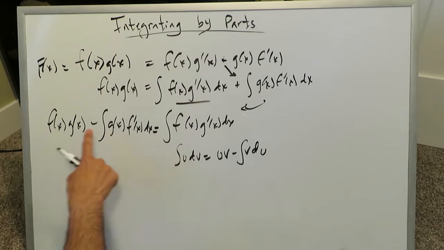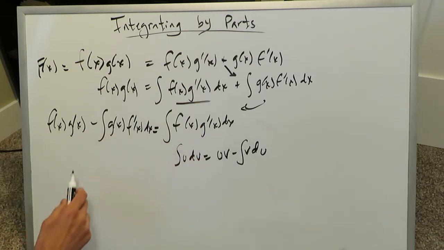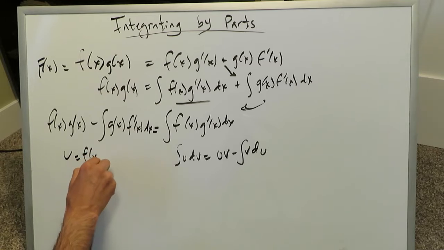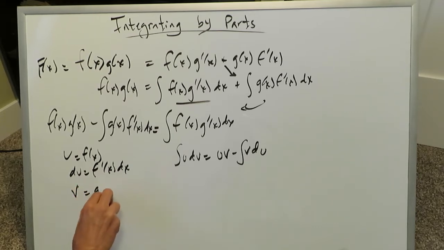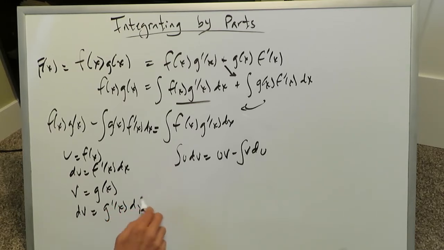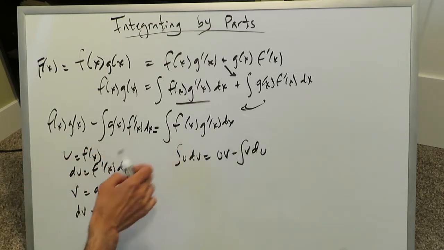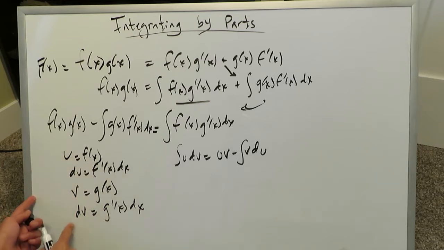How do we create this from this? It's not hard. You have to think of some substitutions. The substitution is this: if u is equal to the f of x function, du is equal to the derivative of this, f prime of x dx. If v is equal to the g of x function, then dv is equal to the derivative of g of x, g prime of x dx. Now wherever you see these items, you put these letters over here.